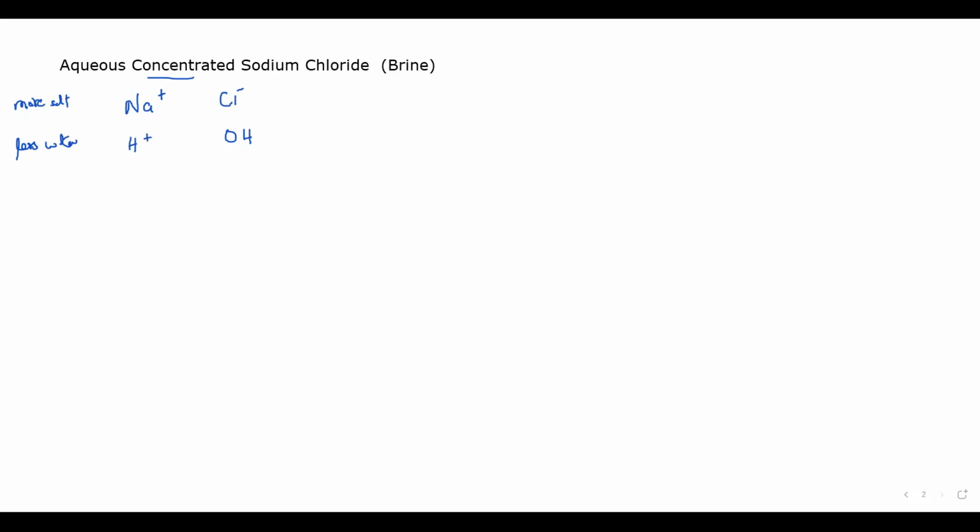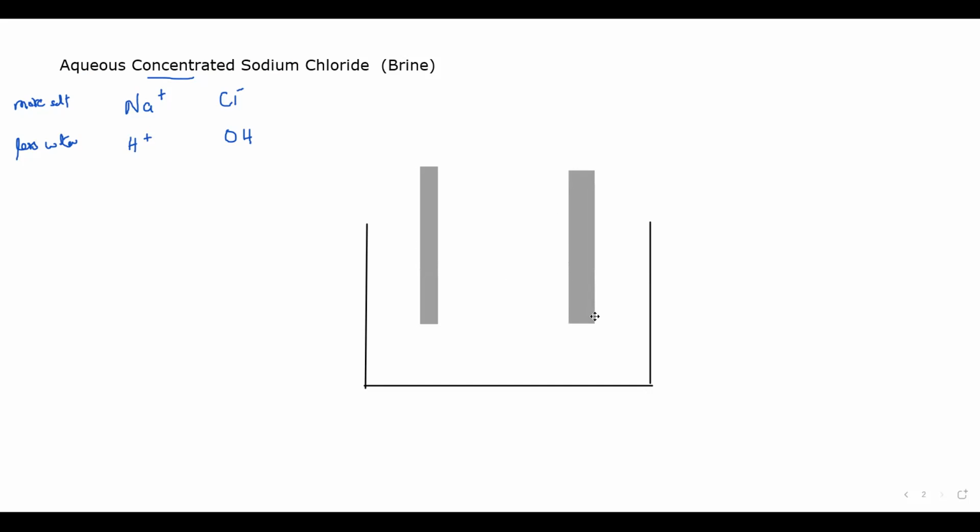Now the electrolytic cell consists of anode and cathode made up of either graphite or platinum. The meaning of brine: brine is a common name which is used for concentrated sodium chloride solution. This is a term used when you have a concentrated salt solution, that is known as brine. B-R-I-N-E.